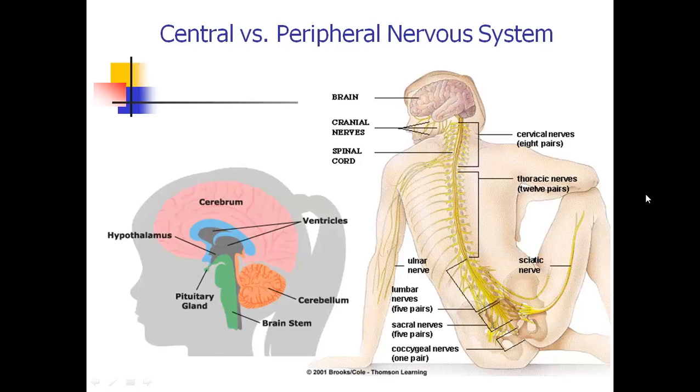Here are the parts of the nervous system: the brain, the spinal cord with 8 pairs of cervical nerves, 12 pairs of thoracic nerves, 5 pairs of lumbar nerves, and the parts of the brain: 2 hemispheres, cerebellum and brainstem, also hypothalamus and pituitary gland.